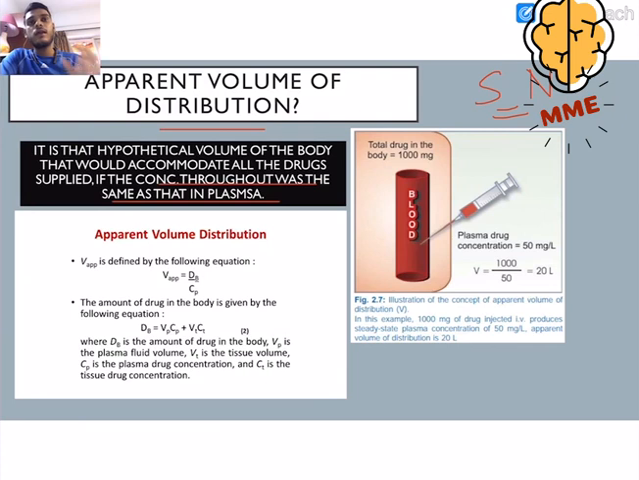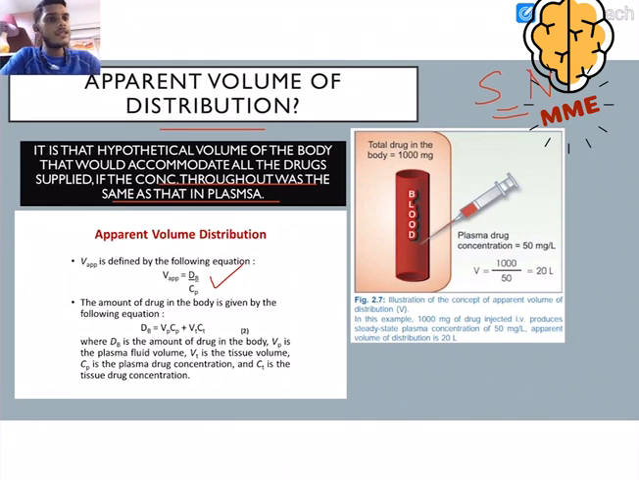This hypothetical volume of our body would accommodate all the drugs which are administered to us, but there's one catch. And what is that catch? The concentration of the drug must be the same throughout as that in the plasma. We get apparent volume of distribution by this formula, which is given by dB by Cp, where dB is the amount of drug in our body, and Cp is the plasma concentration of that particular drug in our body.